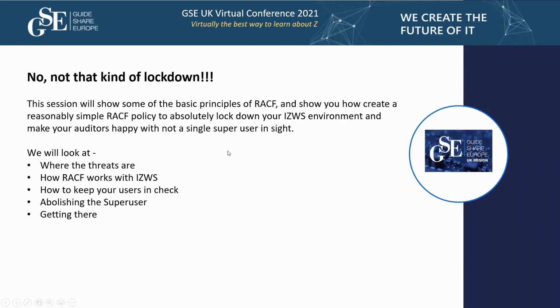So what we're going to look at, I've done a presentation like this before. This is slightly more focused on the RACF side now, rather than just looking at threats, but we're going to look briefly at the threats. And then I'm going to go into a little bit more detail than before in how RACF works with IZWS. And then we're going to go through a few little bits to tell you how to keep users in check, getting rid of the dreaded super user that your auditors all hate, and some rough hints on how you can get there in a reasonably painless manner.